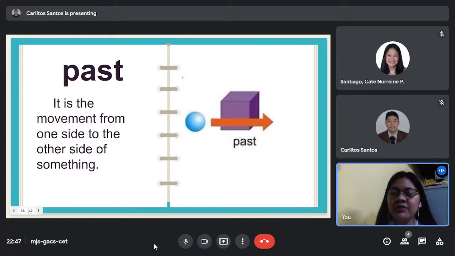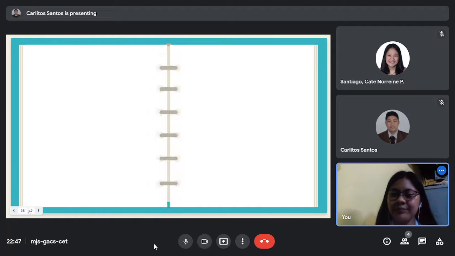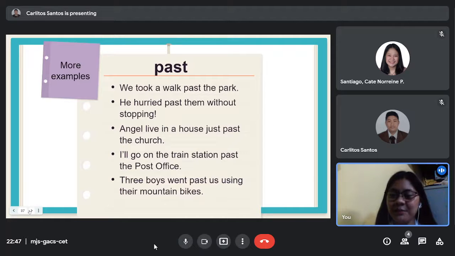Let's also have different sample sentences of the word past. Let me read it for you. We took a walk past the park. He hurried past them without stopping. Angel lived in a house just past the church. I'll go to the train station past the post office. Three boys went past us using their mountain bikes.